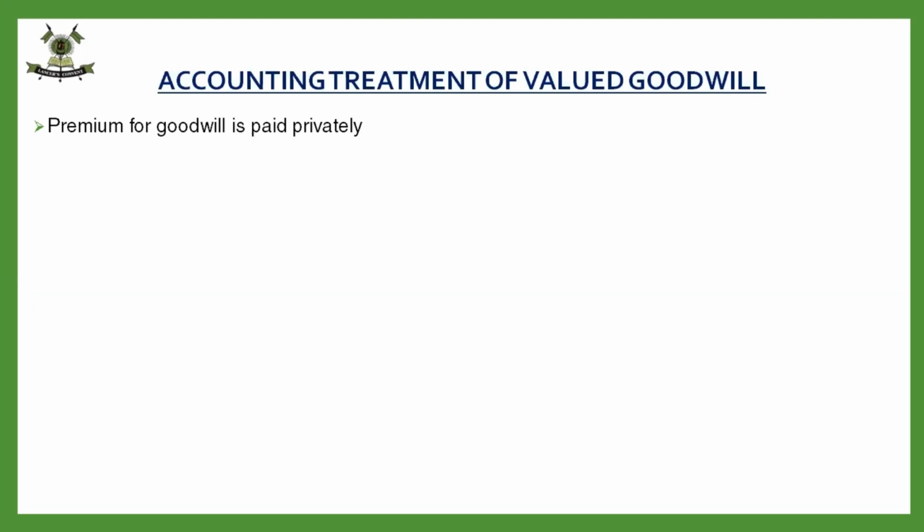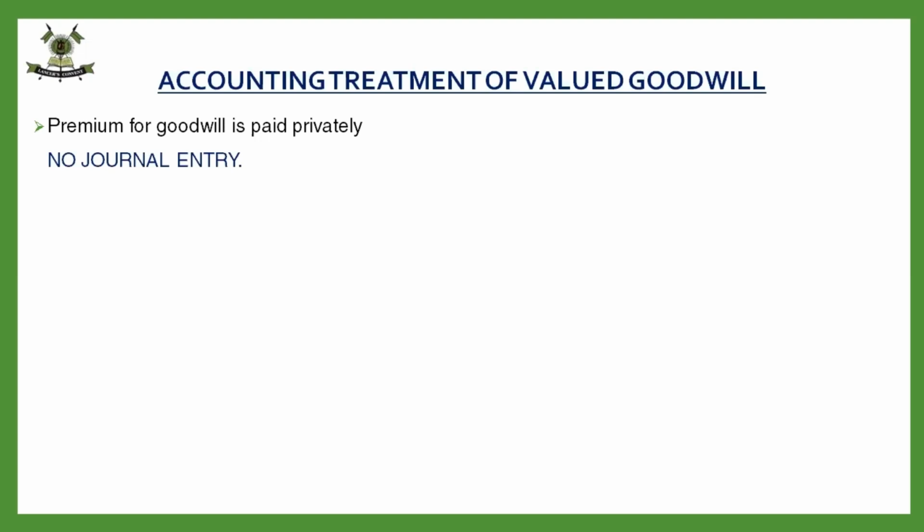So if they don't want to record it in the firm's books, and you are given that the premium for goodwill is paid privately, then no journal entry is going to be passed, because we are going to record the transactions of the business. We are not going to record the personal transactions. The business entity principle is applicable here. So whatever is being paid to the old partners privately is not going to be recorded here.